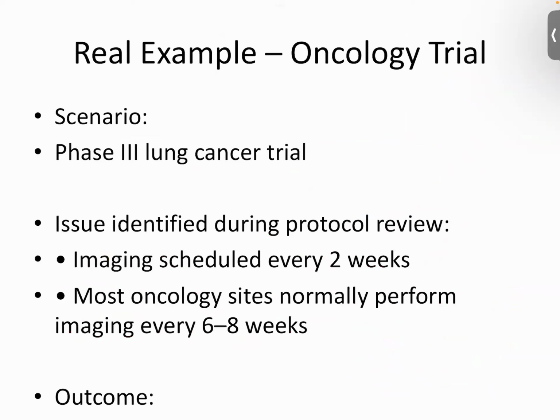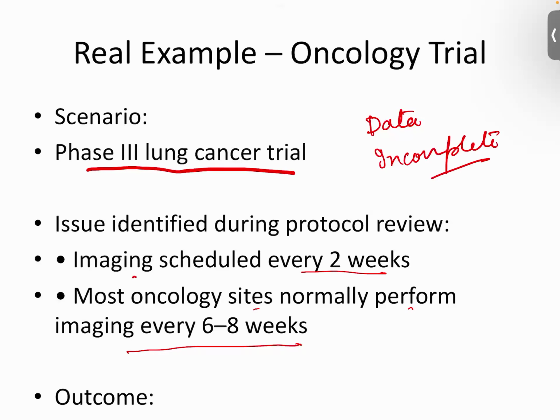So this is a phase 2 lung cancer trial. Issue identified during protocol review: imaging scheduled every 2 weeks. Most oncology sites normally perform imaging every 6 to 8 weeks. Then what will happen in this trial? Patients will lose interest. You will struggle to get data, and it will be incomplete. So these are the real-time problems that happen.